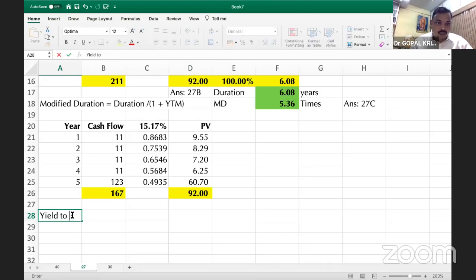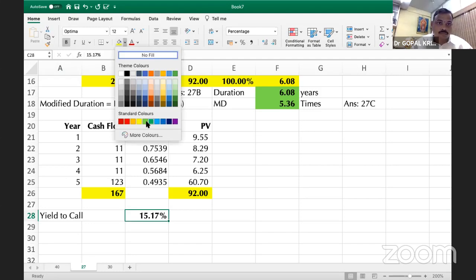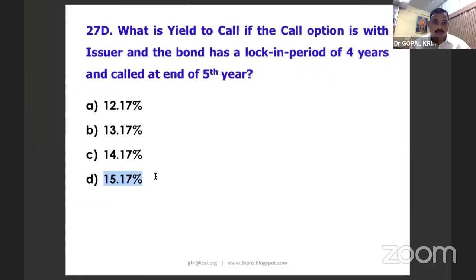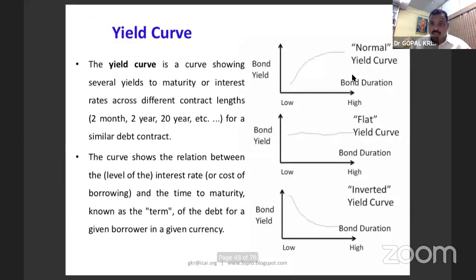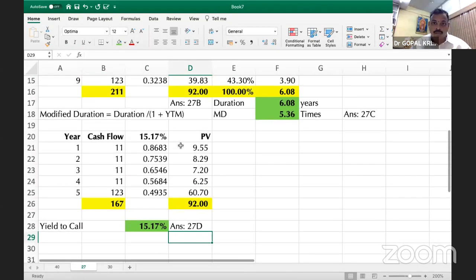So yield to call is 15.17%. This is your answer for 27D, 15.17. Now B: how to find a yield curve? There are various types of yield curve like this. How to find a yield curve? So what I will do, this is here.